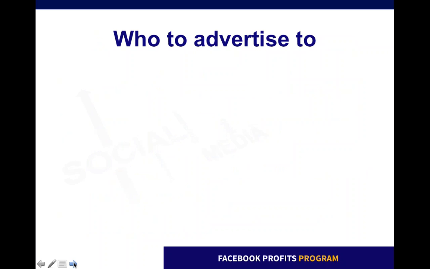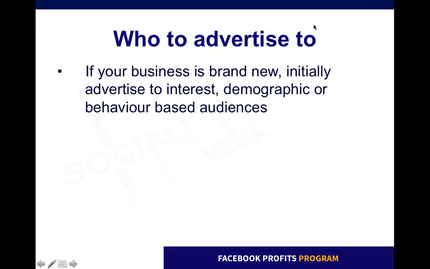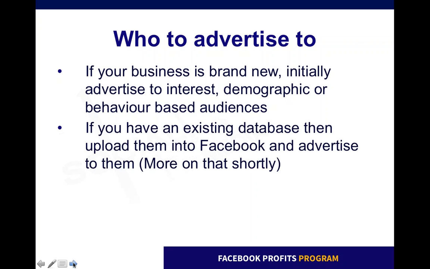Okay, so in the initial stages, if you are brand new to this and you don't have a list or anything like that, then you are going to advertise to an interest-based audience. If we're talking about my marathon runners, it'll be people that like the Boston Marathon, people that like Gold Coast Marathon, people that like New York Marathon, you get the picture. You might want to advertise to a demographic type of audience or a behavior-based audience. I'm going to go into audiences a little bit later on in this webinar and break them down more for you. But in these initial stages, if you're brand new, these are the audiences we're going to advertise to. If you already have an existing database, then you can upload those people into Facebook and advertise to them as well, which is fantastic. But we're going to give you more details on that very shortly.